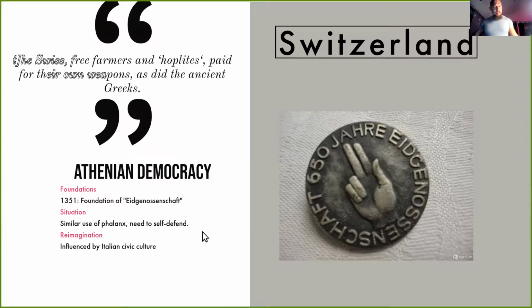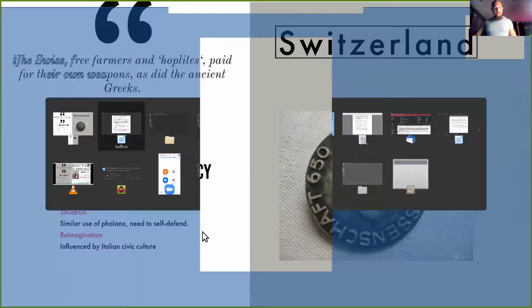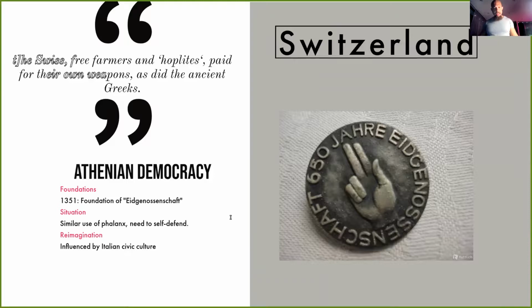There were movements in the 13th century away from the Habsburgs, but the official foundation of the Swiss Republic, or what's called the Eidgenossenschaft, or the Cooperative of Oaths. Here, of course, on the right is a coin celebrating 650 years, where you do see a hand making an oath, was 1351. And of course, similar to the Greek situation, there was a use of the phalanx and, in fact, the need to self-defend.